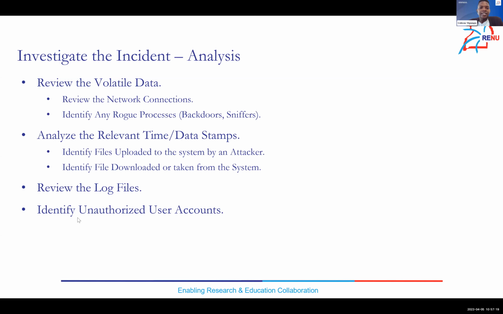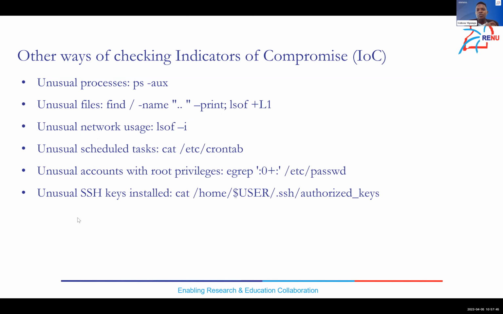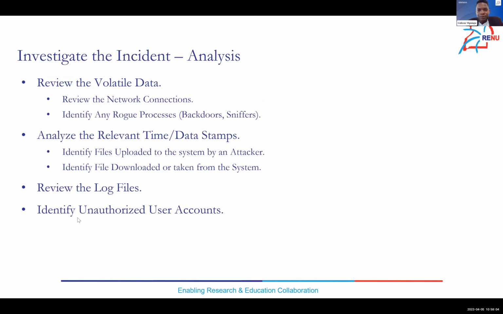Now that you've detected it and we're still analyzing our incident, some of the things that we can look at is that you can review volatile data, right? Like we said, you can review network connections, review rogue processes, identify uploaded or downloaded files that you don't know, review log files, and review unauthorized user accounts. This slide basically summarizes the commands that we talked about, right? Usually as part of an investigation, the best line is to check for any processes that you don't know, any files downloaded or otherwise, network traffic that you don't get, scheduled tasks, accounts, and keys, right? But that doesn't mean that that is all.